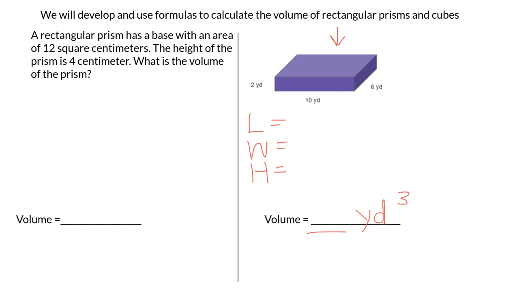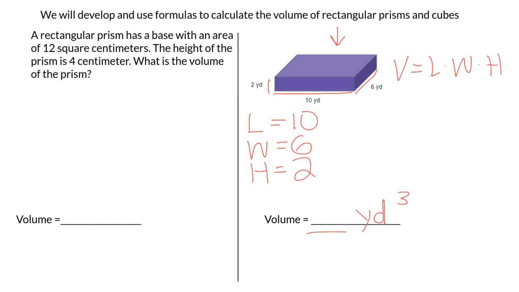Okay. I see that my length, and I'm again going to use this front face, is 10 yards. My width is 6 yards. And my height, or how tall the solid is, 2 yards. Okay. We're going to use our volume formula. Volume equals length times width times height.